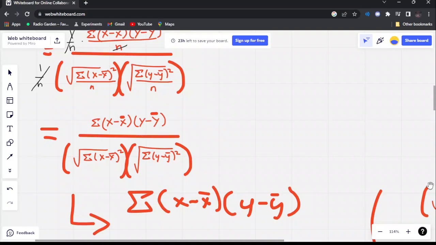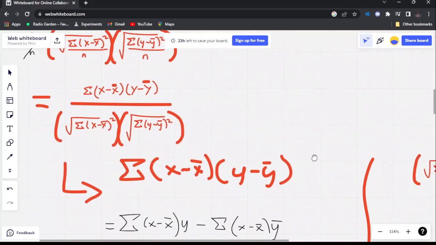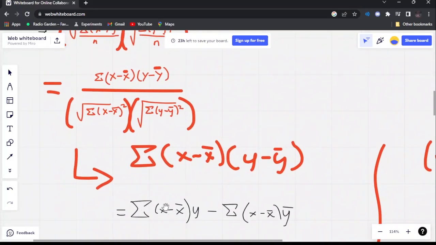First, the numerator. Summation of x minus x bar times y minus y bar. We first need to distribute x minus x bar and y minus y bar. So we would distribute y to x minus x bar and also negative y bar to x minus x bar. So it would look like this. Summation of x minus x bar times y minus summation of x minus x bar times y bar.